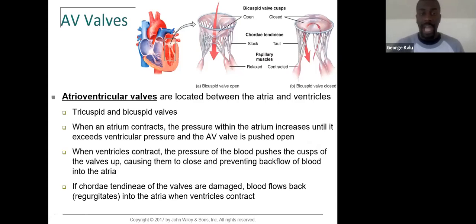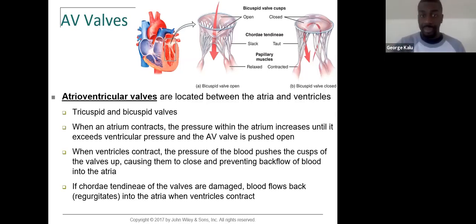What's going to happen is our atria are contracting, right? When the atria contract, the pressure inside the atria starts to build up as they contract further and further. When the pressure inside the atria exceeds the ventricular pressure, that pushes those valves open. It's almost like if you and your sibling are trying to push on both sides of a door. Once you're able to exert more force than your sibling, that door is going to fly open. Same thing is happening here.